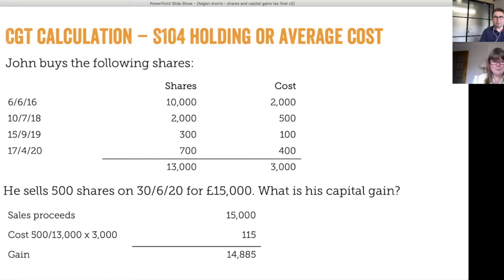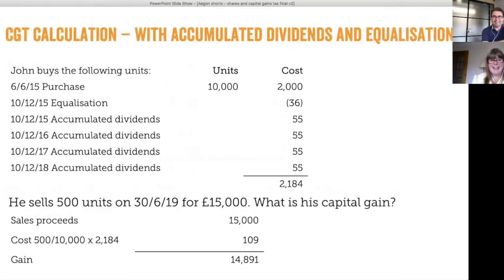So it gets a little bit trickier, doesn't it, when we've got units, particularly accumulation units or dividends being paid? That does get a little bit trickier. So I just thought I'd finish off by looking at an example where John has actually invested in an accumulation fund. He bought some units in June 2015, and because he has bought the units between the ex-dividend dates, the cost of £2,000 includes income up to the date of purchase.